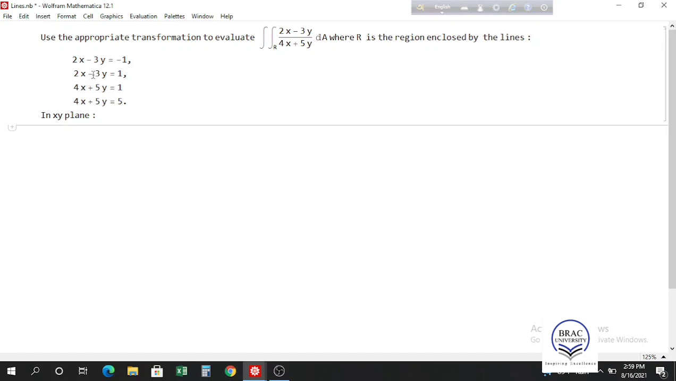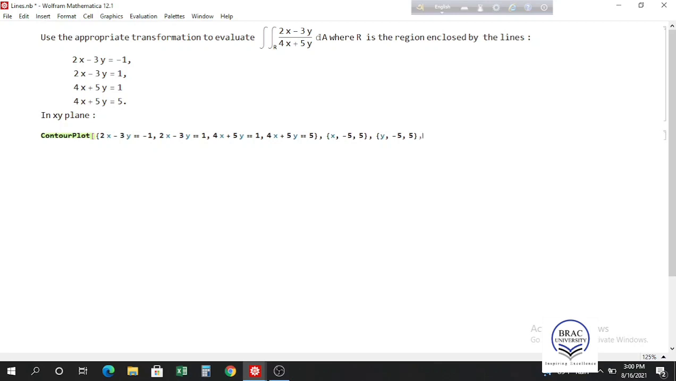In the xy plane, we'll have to use contour plot to plot all these equations in a single graph. So in the list, write all the equations: 2x minus 3y equals minus 1, 2x minus 3y equals 1, 4x plus 5y equals 1, and 4x plus 5y equals 5. Take the range of x from minus 5 to 5 and take y from minus 5 to 5 as well.